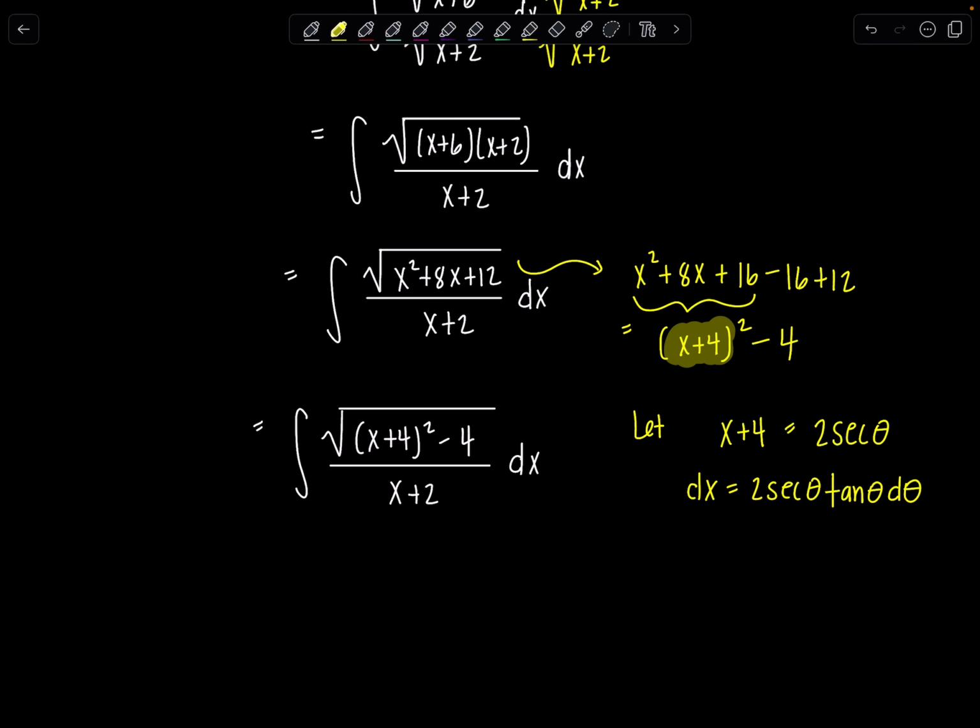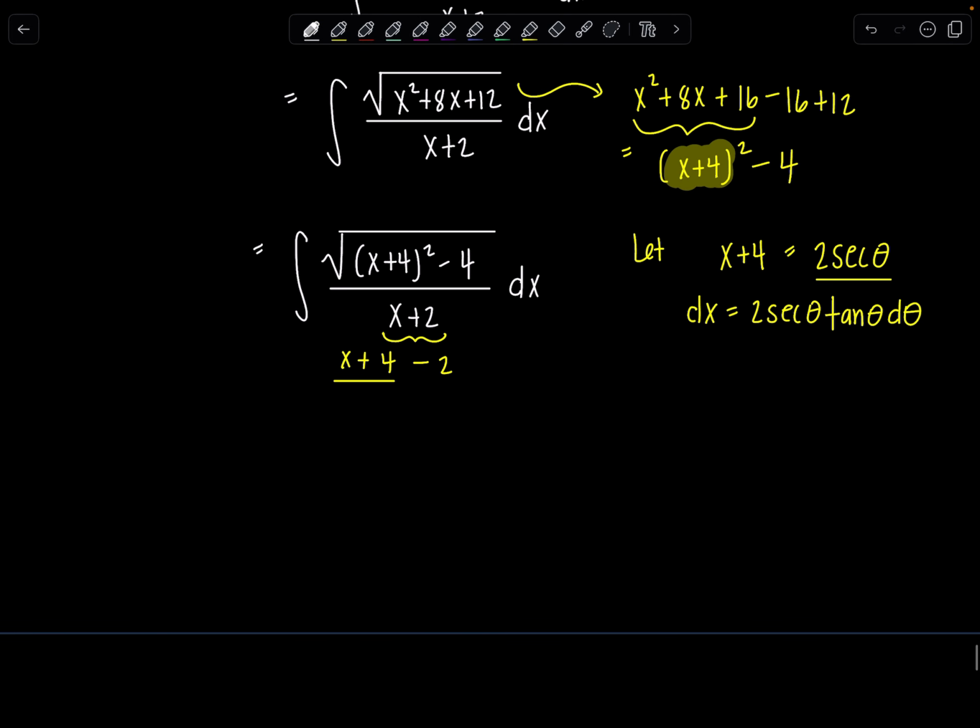Beautiful. The only thing that might be making you nervous is that we have x plus 2 in the denominator. Just think of it as x plus 4 minus 2, right? That's the same thing. And then this x plus 4, I can replace with 2 secant theta, and I'll just have minus 2 hanging out. Okay, I think we're ready.